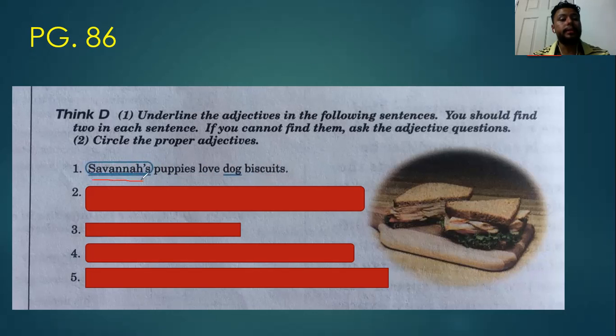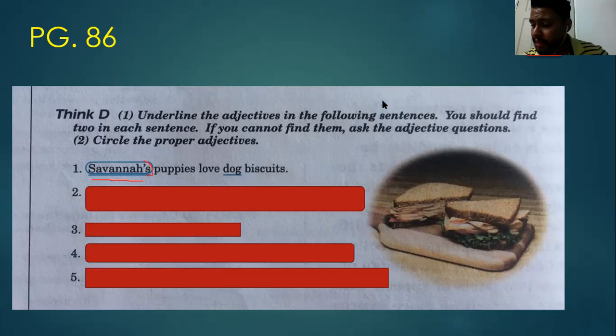Savannah's, it's a noun, yes, but it's an adjective because you are using an apostrophe in this case. Modifying, remember, you are modifying. And the dog, in this case, is the original noun. Ese es el sustantivo, is the noun. Let's continue. We almost finished, 2 minutes.